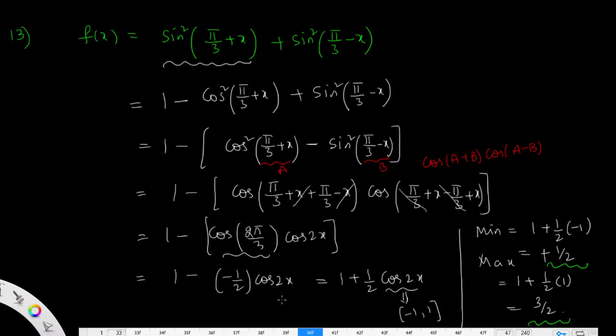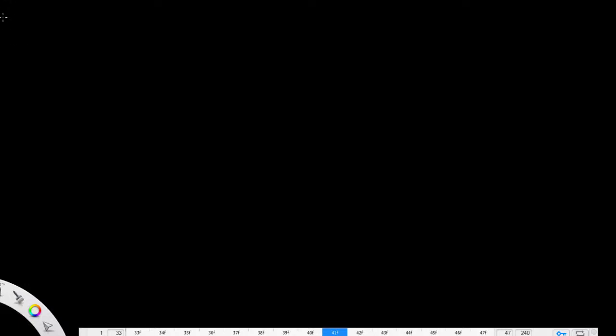Application of the formula and substituting, cos 2 pi by 3 is nothing but minus 1 by 2. Cos x belongs to minus 1 comma plus 1, and cos 2x also belongs to the same interval; the value doesn't change. Cos of any angle also belongs to the interval minus 1 comma 1. Then substitute the minimum and maximum values and you get the answer directly. Questions are like this model only. Okay, now go to question number 14.